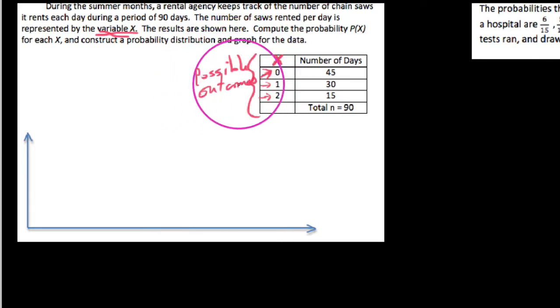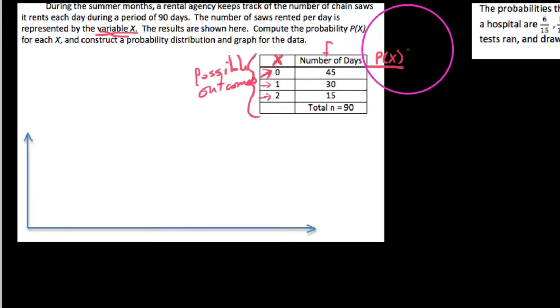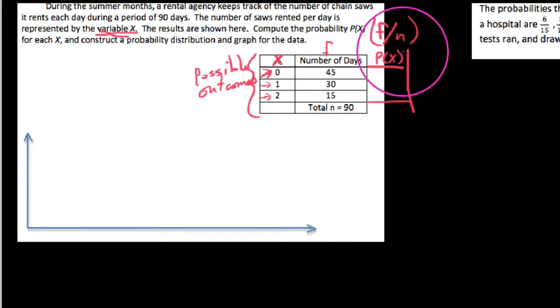My question is, how likely is it that they actually happen? To find the likelihood, we're going to take each of these, which represent the frequency, and add a column. We'll call this the probability of the given x. In order to find the probability, we'll take the frequency of each category and divide by the total number n. This should give us the percentage of the overall that consists of each possible thing that could happen.